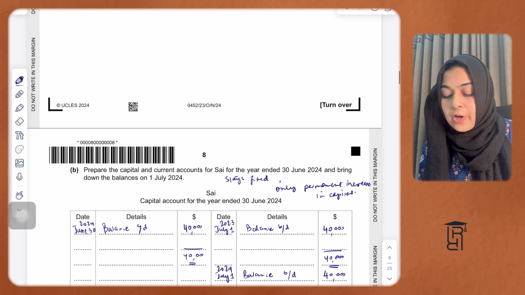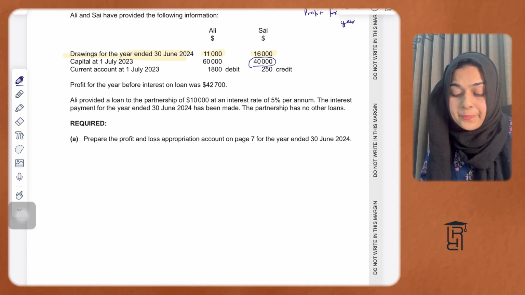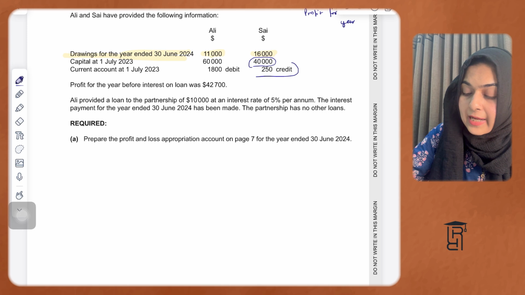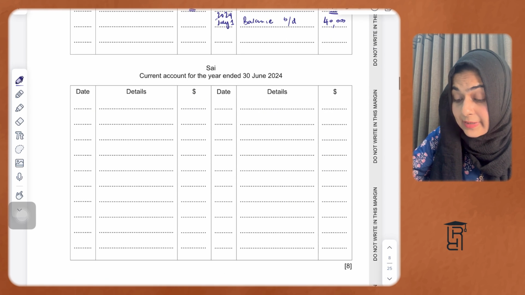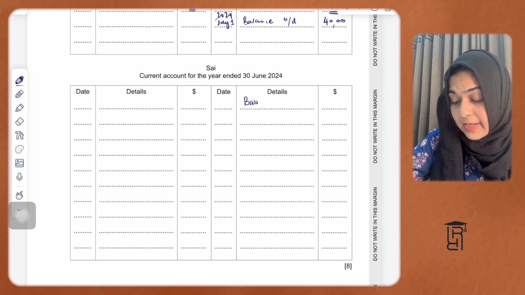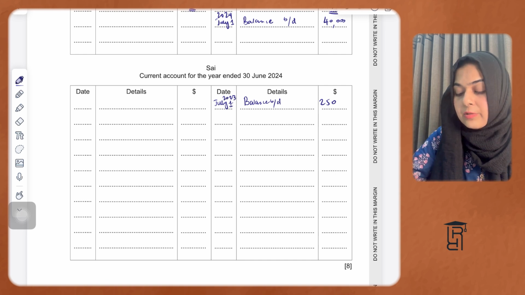In the current account, however, we'll put all the changes that we need to put. Our current account balance for Sai is 250 credit. So I'm going to write this on the credit side because it says it's a credit balance. I'll write balance brought down, 250, and this is going to be July 1, 2023. This is my balance brought down of my current account.